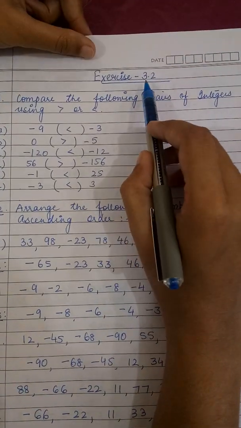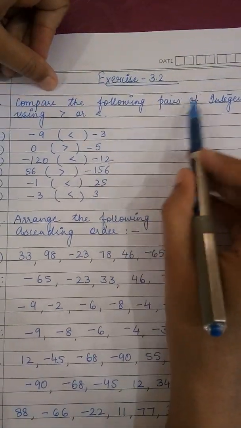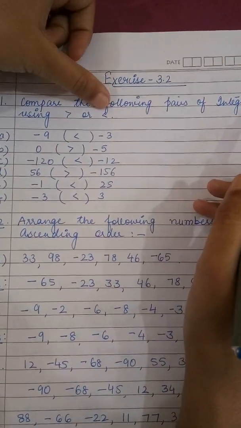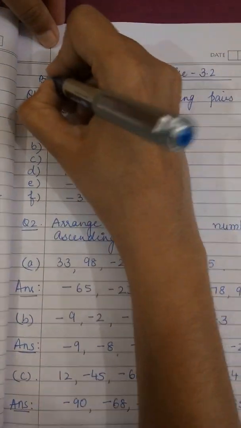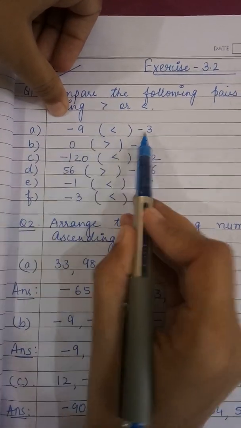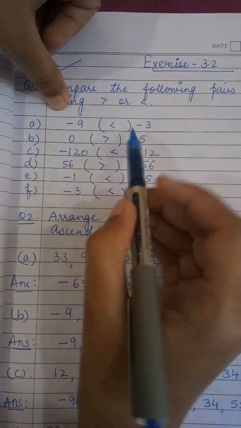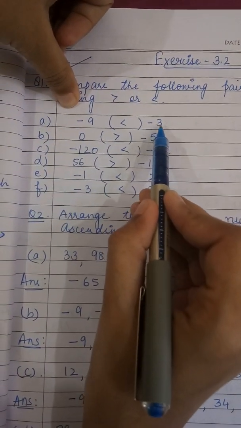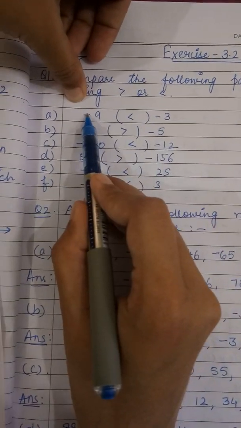Now let's do the exercise 3.2. In 3.2, first question is compare the following pair of integers using the sign of greater than or less than. This question you can do in the book. Okay, the first part is you have to tell out of minus 9 and minus 3 which one is the greater. So of course minus 3 is the greater one, because 3 is the smallest, but with the negative sign it is going to become the greatest. So minus 3 is greater than minus 9.